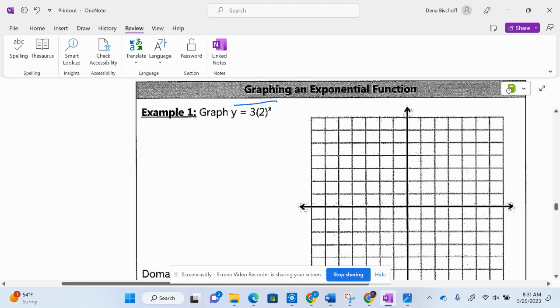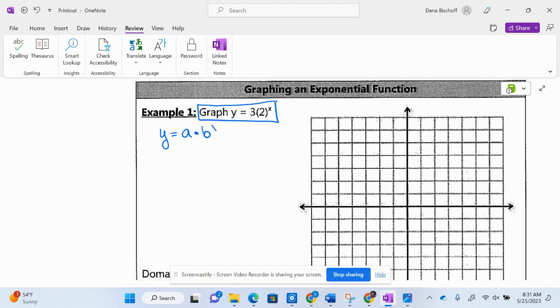So let's look at this. Remember that we're graphing this function y equals a times b to the power of x. And we said that a is where we cross the y-axis. So I'm going to plot that point first. 0, 1, 2, 3. This is a.